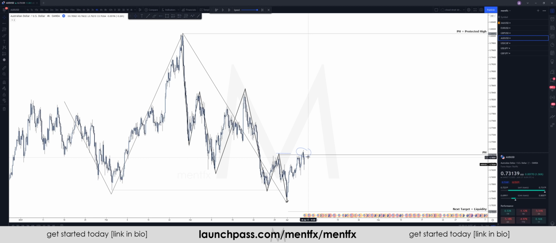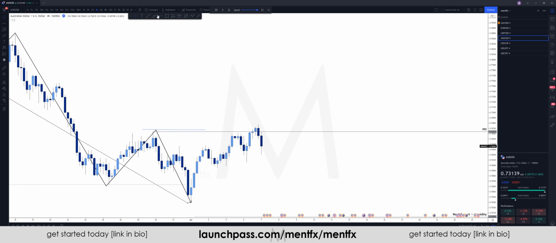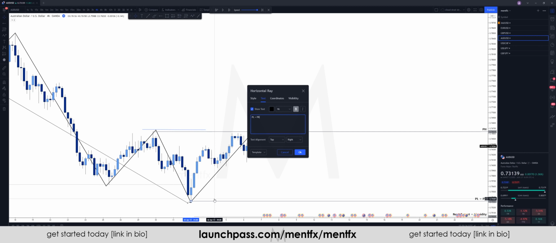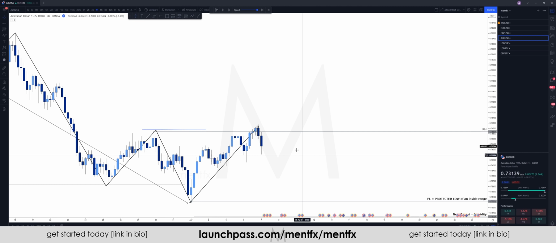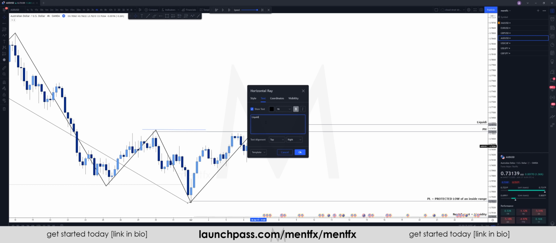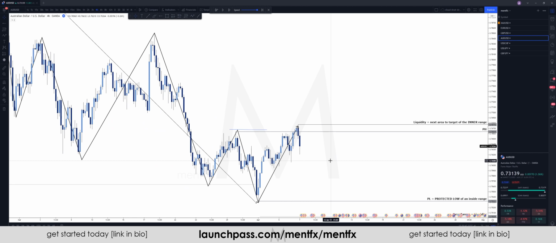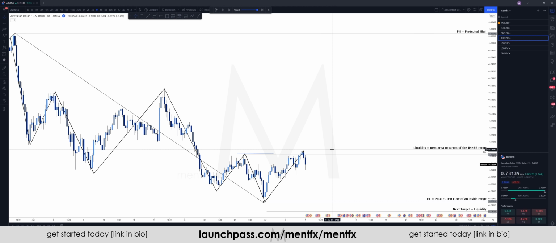But what we've done ultimately, and we can zoom in to do this, right, is we've created this inside break of structure right here to the top side. And that break of structure right here has in essence created this low right here as a PL or protected low of an inside range, right? And as a result, what we've done is we've created this high here as a liquidity, right? So next area to target of the inner range. Okay, so what we do is we understand that targets exist in the form of next high or low, swing high structural plays.